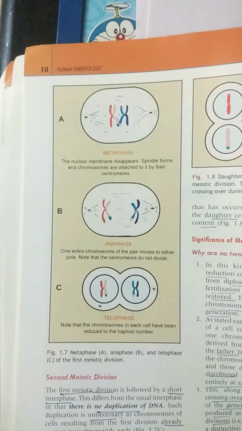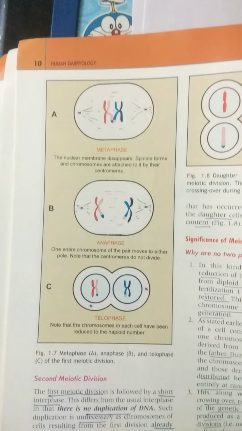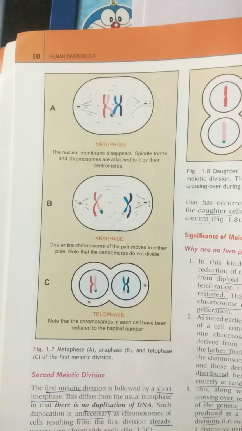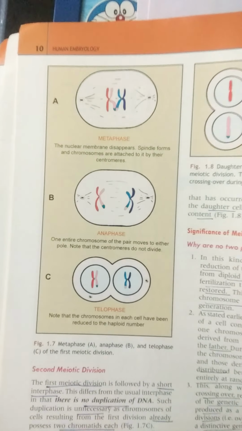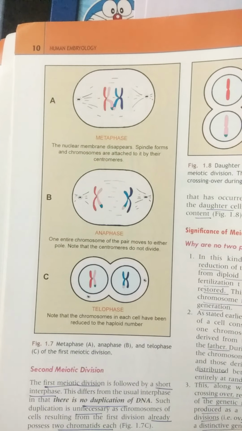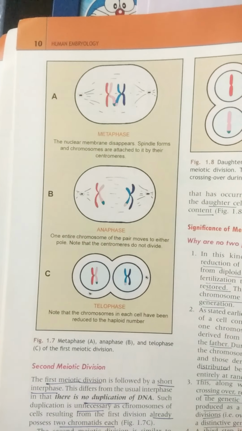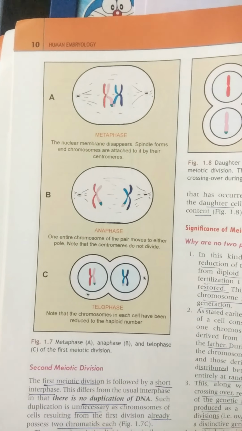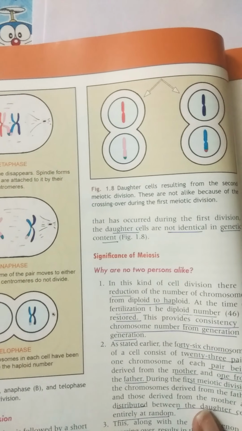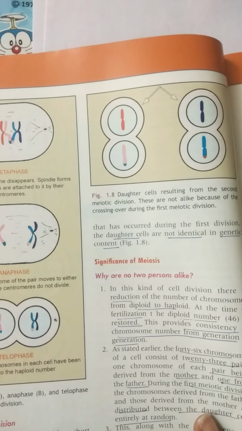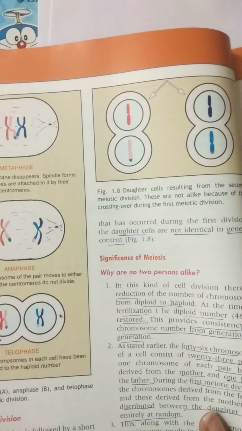So we discussed this, just a fast revision. Metaphase, the nuclear membrane disappears, spindle forms, chromosomes are attached to it by their centromeres. And anaphase, an entire chromosome of one pair moves to either pole. Note that centromeres do not divide. Telophase, note that chromosomes in each cell have been reduced to the haploid number. Yeah, we know this. So this is the daughter cell resulting from the second meiotic division. These are not alike because of crossing over during the first meiotic division, right? So this is a fast revision.